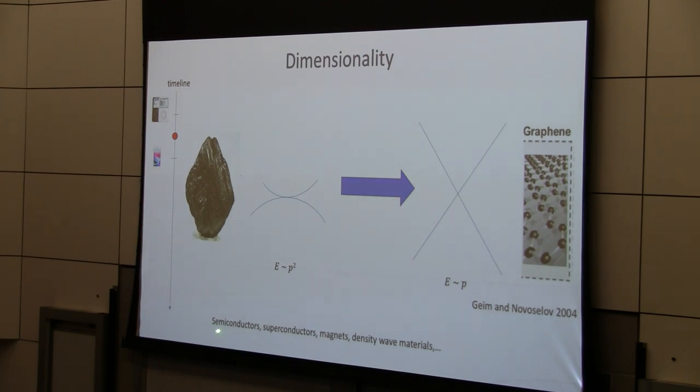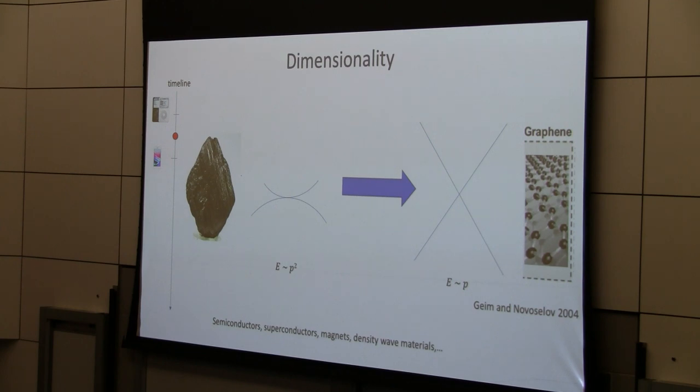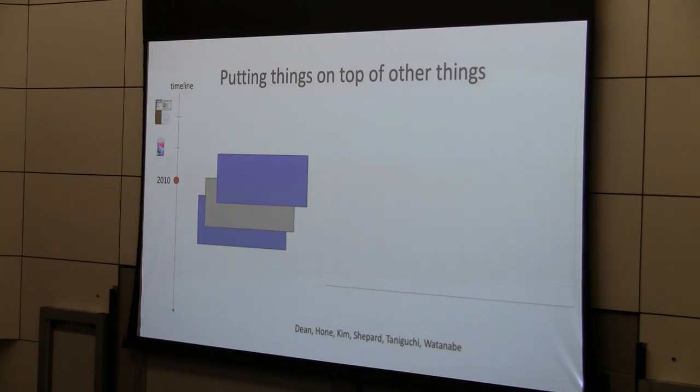So you can make single layers of semiconductors, single layers of superconductors, of magnets, of density wave materials, and each of these has new and interesting physics when you take them down to the single layer. So that's one set of interesting problems. But of course, as experimentalists, we get bored of just doing this, and we want to ask, what's next? What can we do that's beyond just taking a piece of material and using scotch tape to make single layers? And this is an idea.